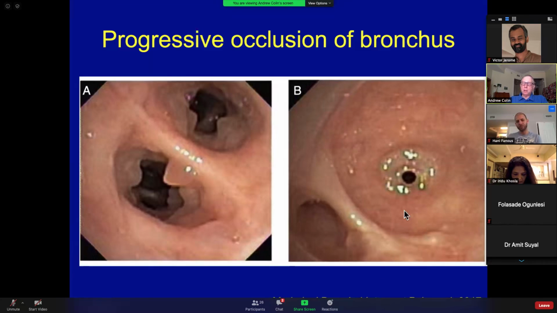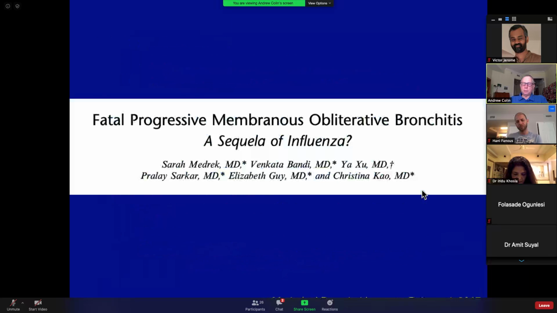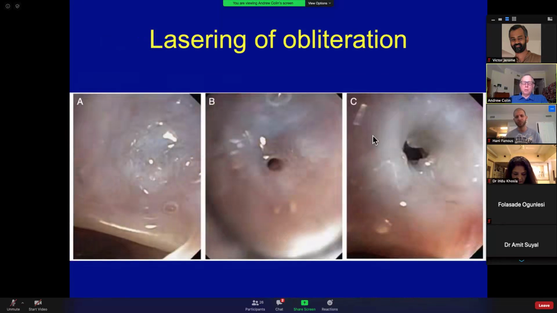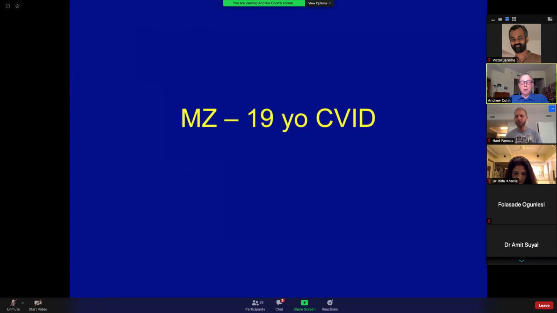And here is a case of an almost complete obliteration, I'm sorry, of a bronchus, probably progressing on a subsequent admission for this case. And what she ended up dying from is a diffuse process of obliteration. This is a bronchus that they tried to breach by lasering. So they lasered it. Here is what they were able to get by lasering and a dilatation, but eventually this was not successful. And as I mentioned, this patient died.